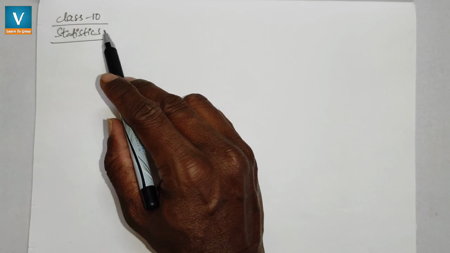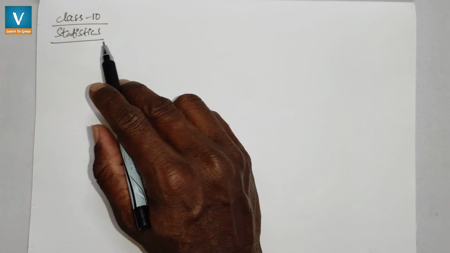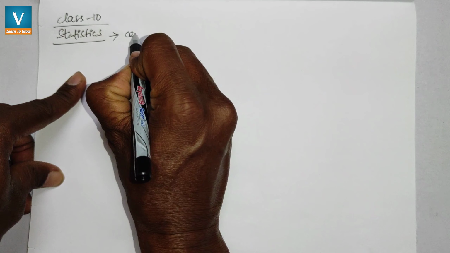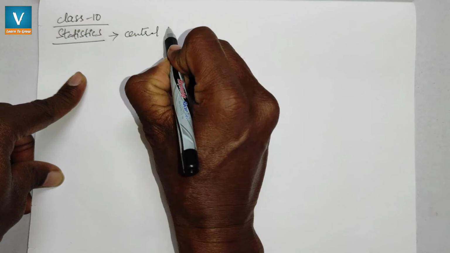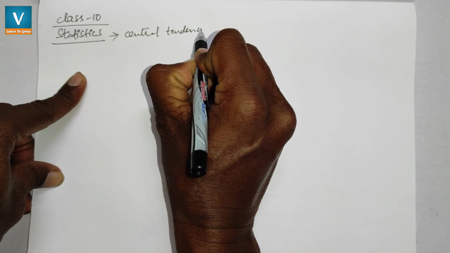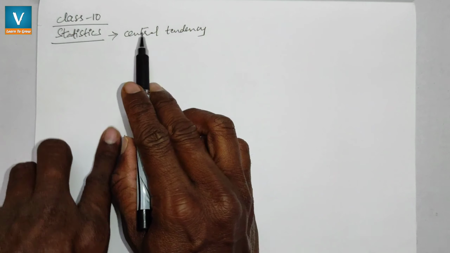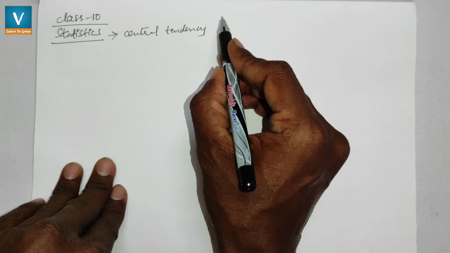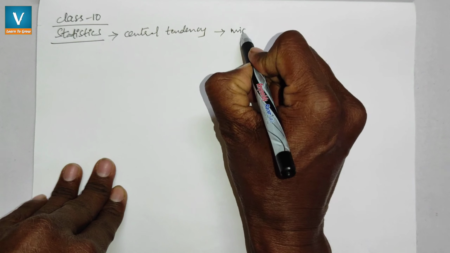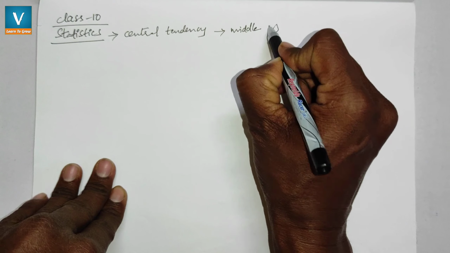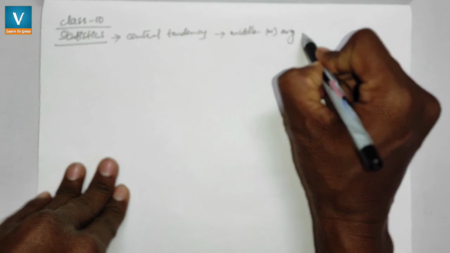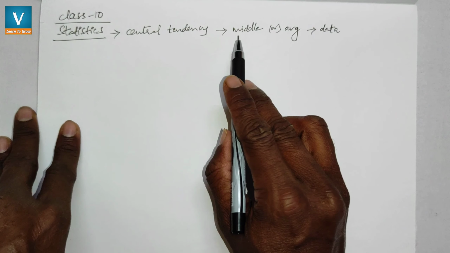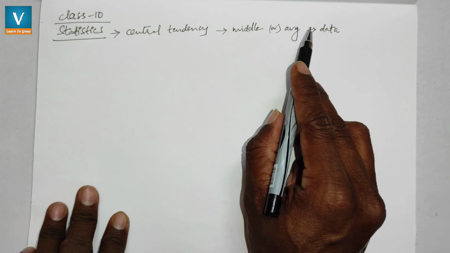Today we are going to discuss class 10th statistics. Statistics is a measure of central tendency. So what is the use of central tendency? Central tendency helps us to find the middle or average value of the given data.